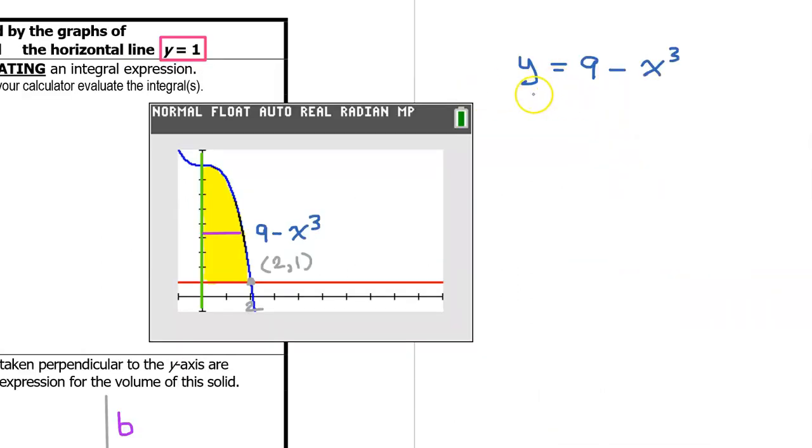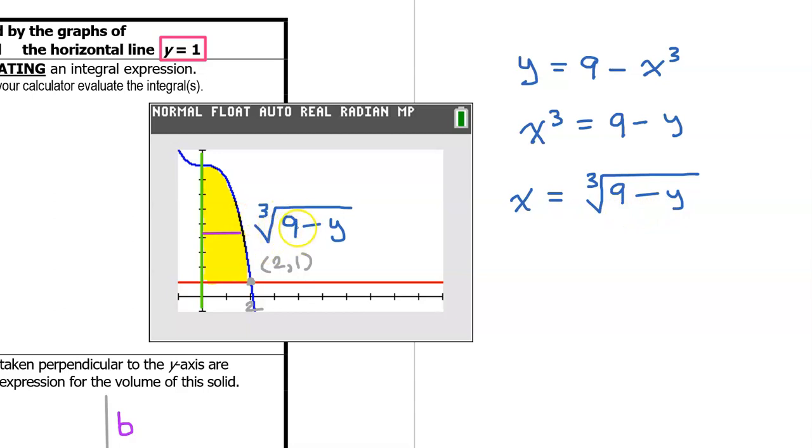To begin with, we have y equals 9 minus x to the third power. Adding x to the third power to both sides and subtracting y from both sides, we get x to the third power is equal to 9 minus y. We can get x by itself by taking the cube root of both sides of the equation. So we end up with x is equal to the cube root of 9 minus y. So this is the expression that we will use when we refer to the cubic function.